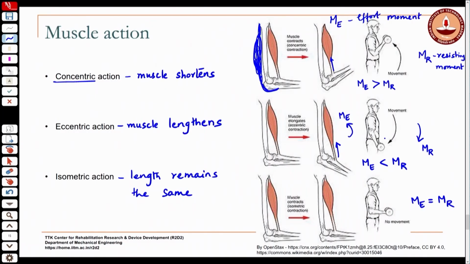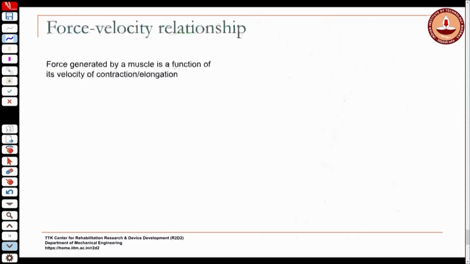Okay. So, here you have the biceps as your flexors and your triceps as your extensors, and in various cases they may or may not come into play depending on the requirements for that particular task. Okay. So, now that we know the difference between these types of actions, let us look at the force velocity relationship for a muscle.